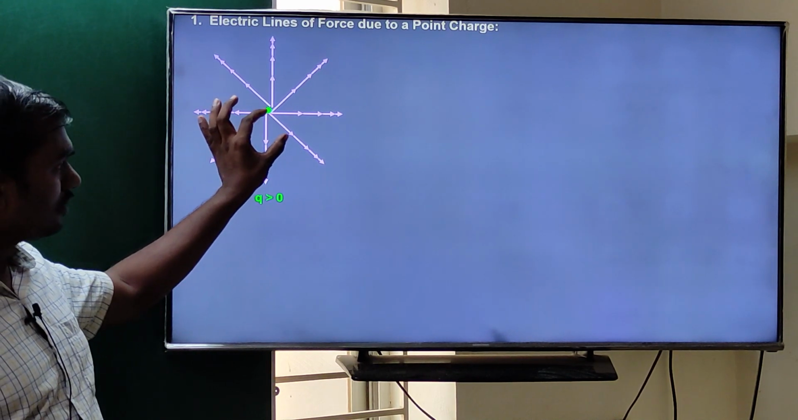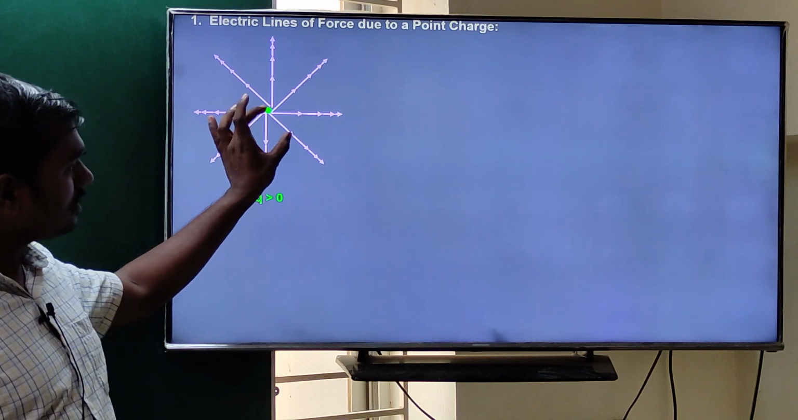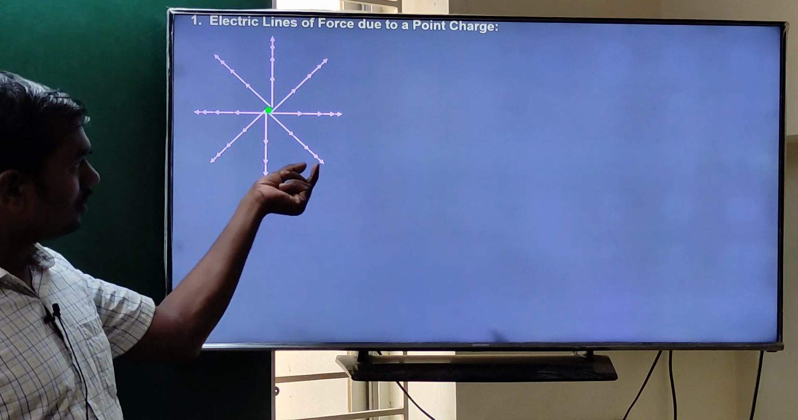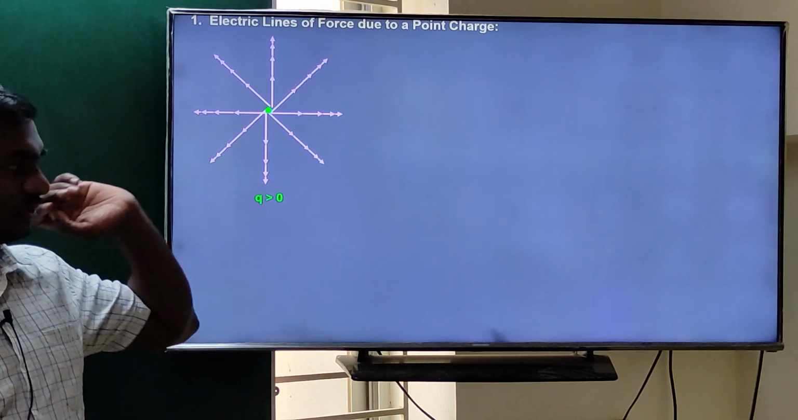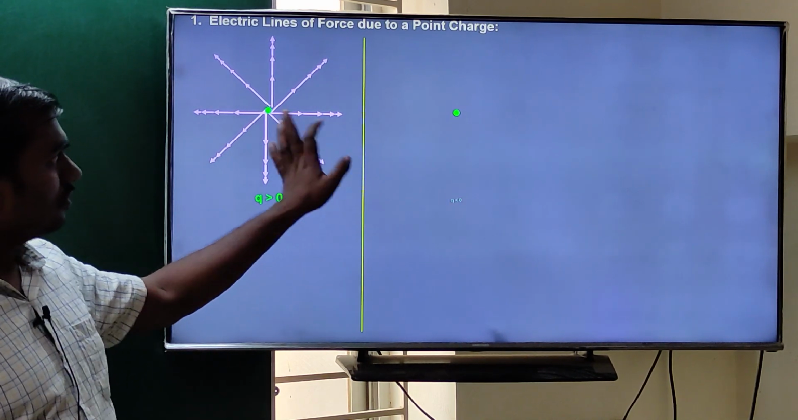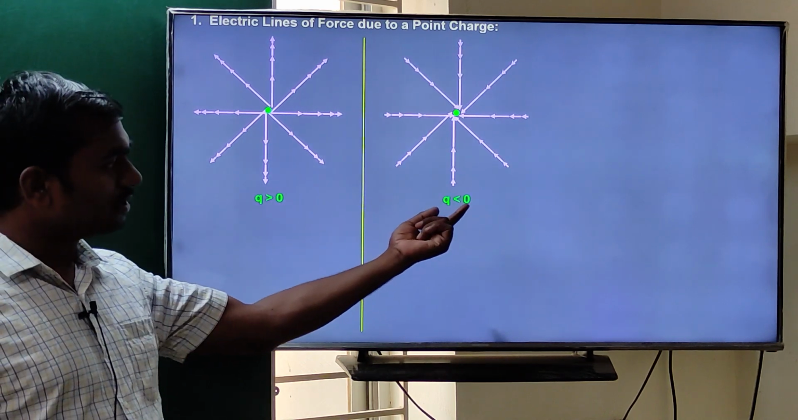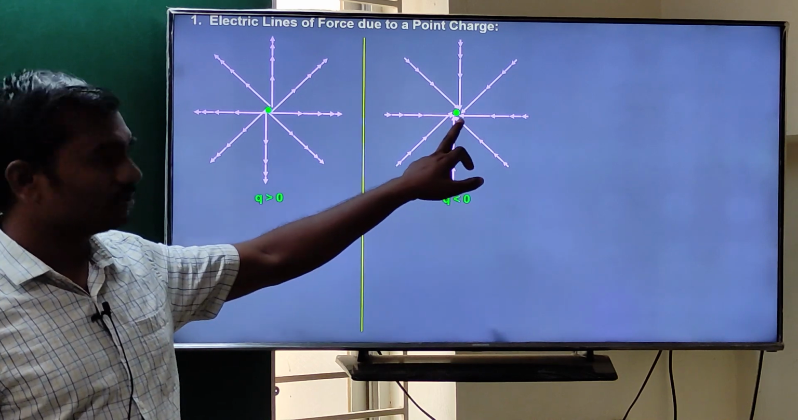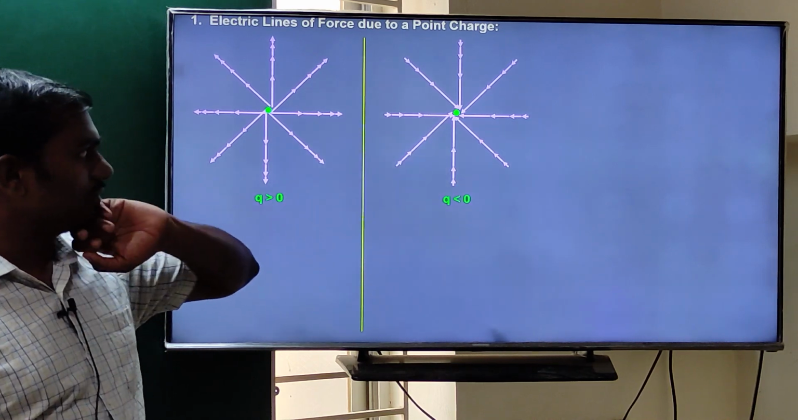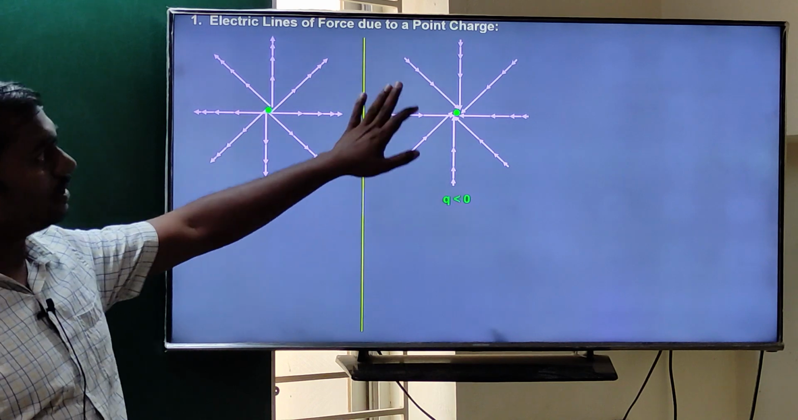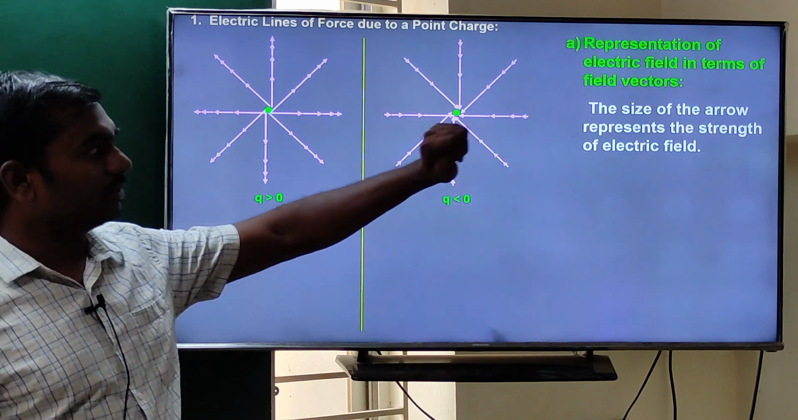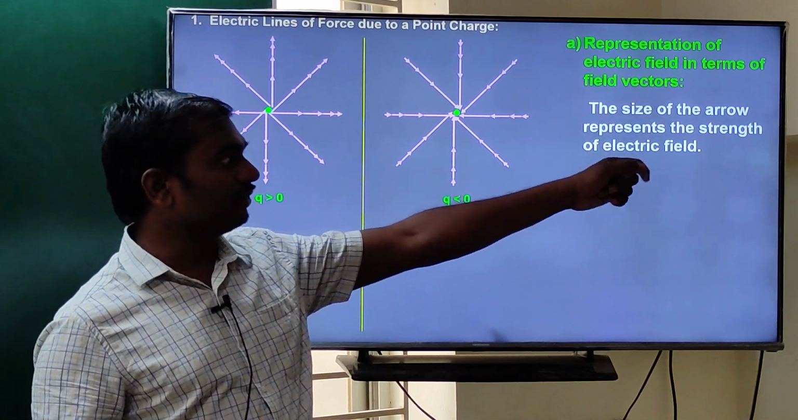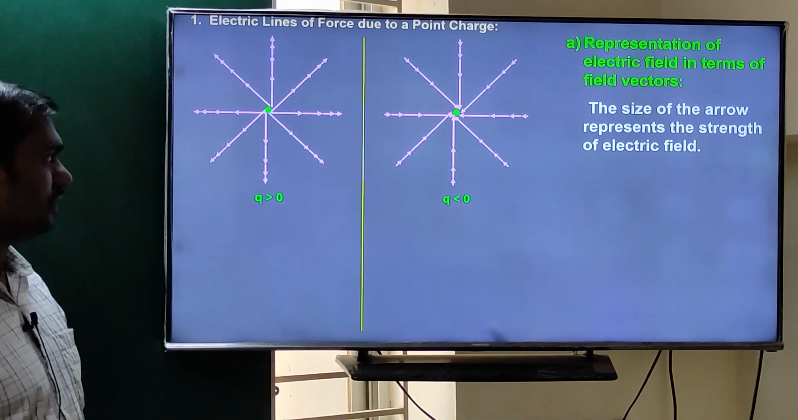If you see closely, the field line is longer when the charge is near. The field line is very short when it is away from the charge, correct? So, if charge is less than 0, meaning negative charge, then field lines terminate at the negative charge. So, this is the electric field lines due to a point charge. This is the representation of electric field in terms of field vectors. The size of the arrow represents the strength of the electric field.